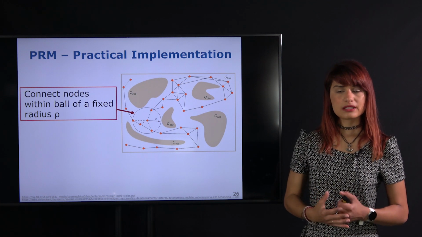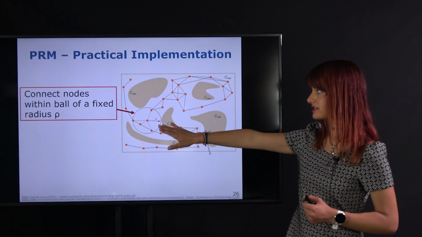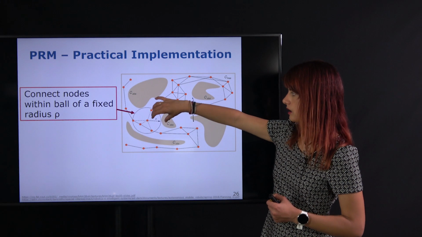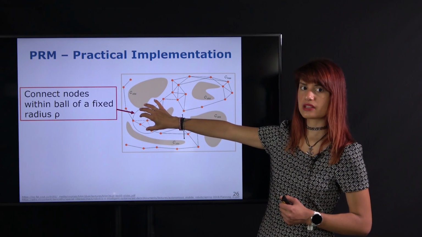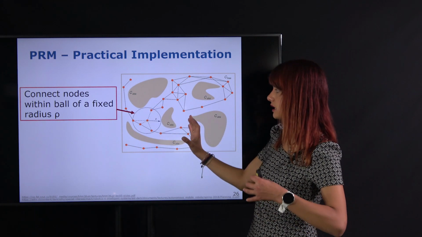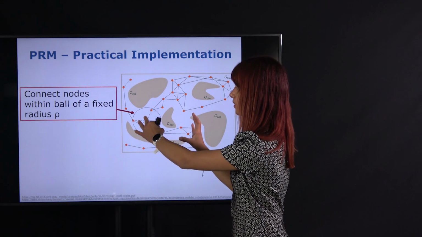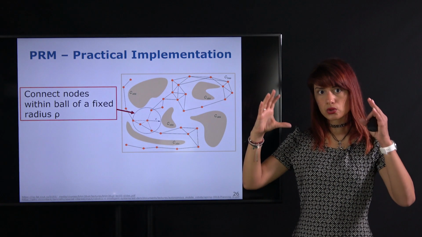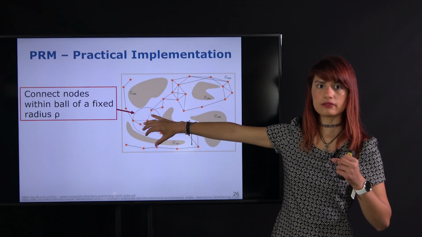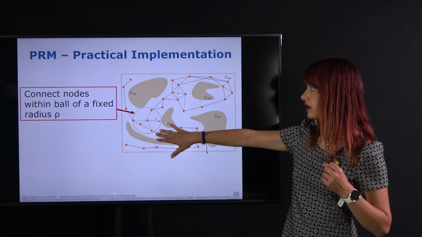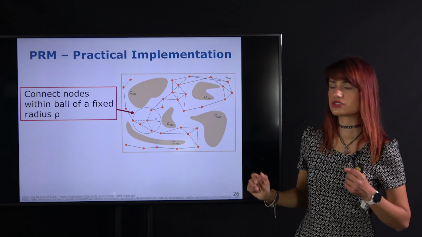So from a practical point of view, what we do in the probabilistic roadmap is specify some kind of radius, and then we only check for collisions and connections within that radius. So the radius specifies a ball centered around the newly sampled node. And then we look at that and we see which other nodes are there already in the graph. And then we look at each of them in turn and check for collisions, generating edges.